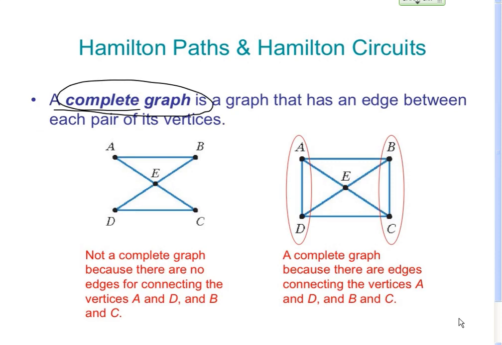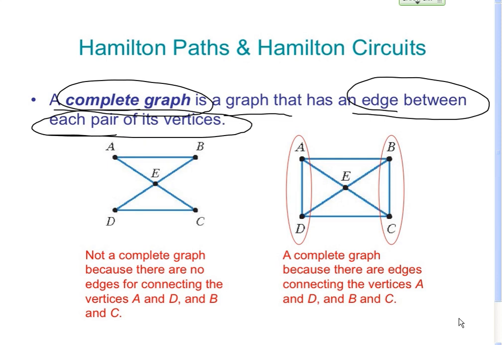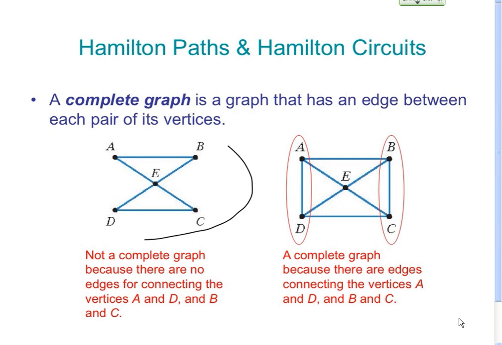Complete graph, this is a definition. A complete graph is a graph that has an edge between each pair of vertices. If you look at the graph on the left, notice there is an edge from A to B, A to E, but there is not an edge going from A to C, for example. So this is not a complete graph.